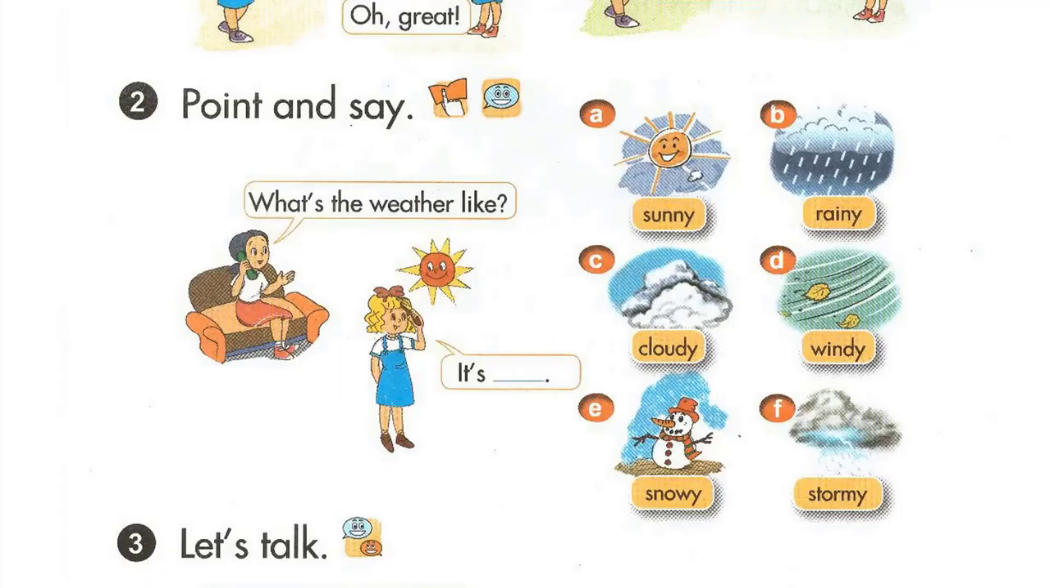Page 60. Lesson 2. Activity 2. Point and say. What's the weather like? It's sunny.